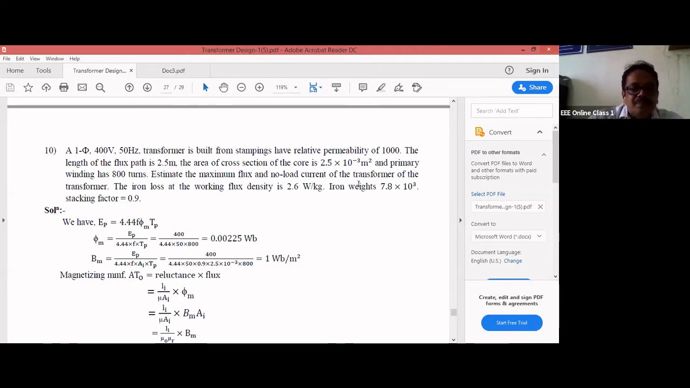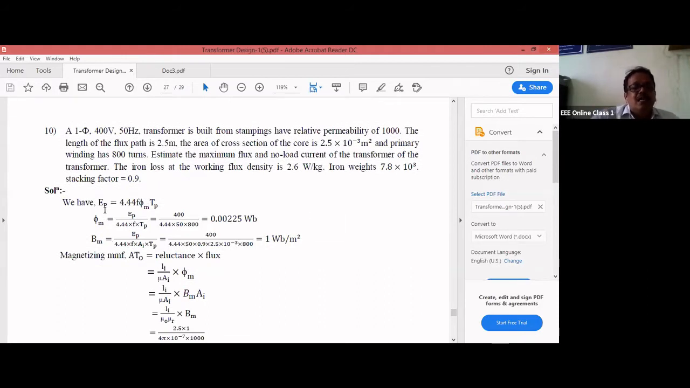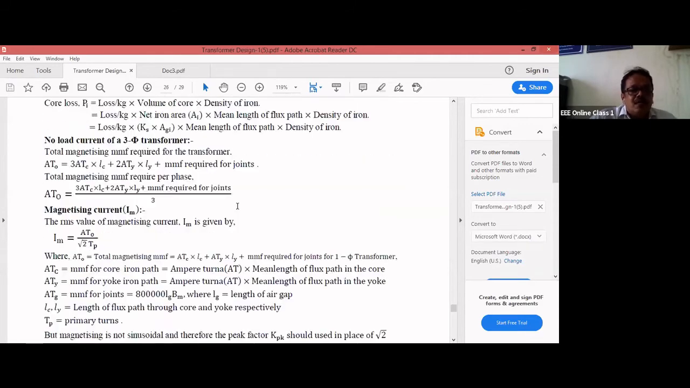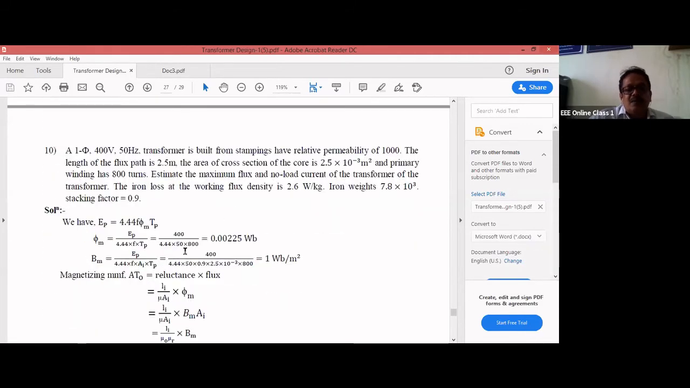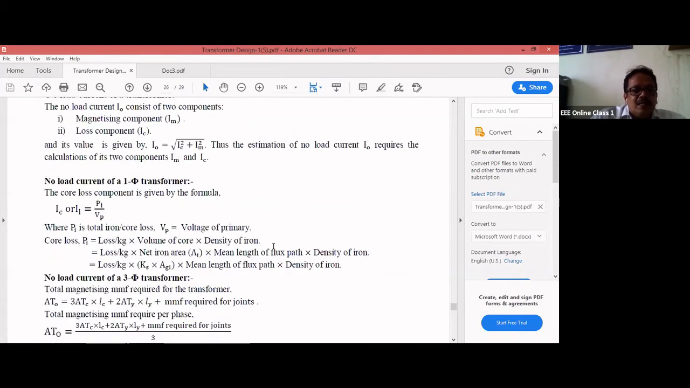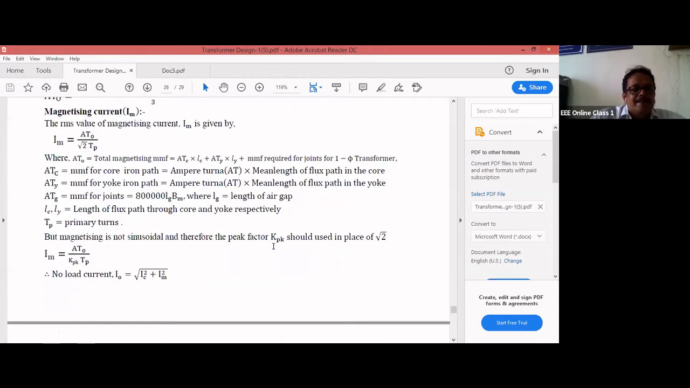And also I have to calculate the no load current. So, you know the EMF equation: EP is nothing but the induced EMF in the primary, because we have only the primary here, equal to 4.44 F phi m TP, where TP is the number of turns of primary. So phi m is equal to EP divided by 4.44 F TP. The number of primary turns is given. So phi m is 400 divided by 4.44 into 50 into 800. So what you get is 0.00225 Weber. TP is nothing but the primary turns.